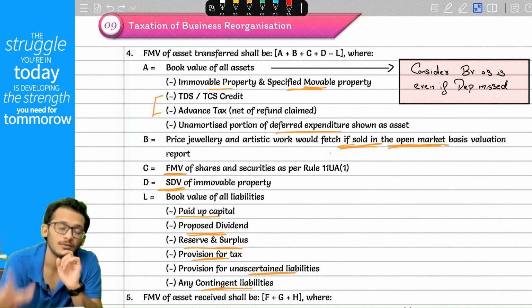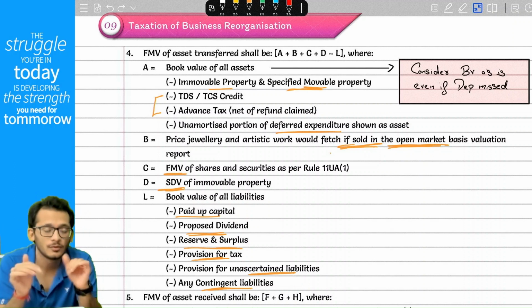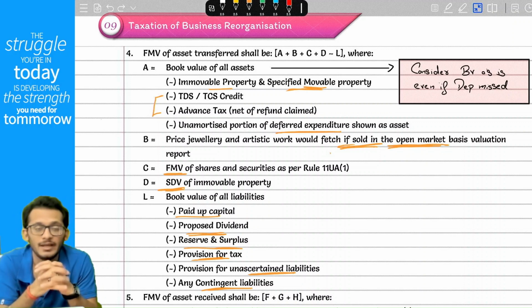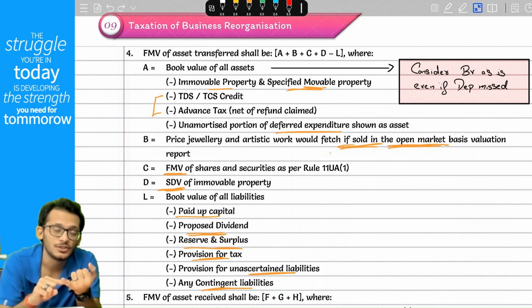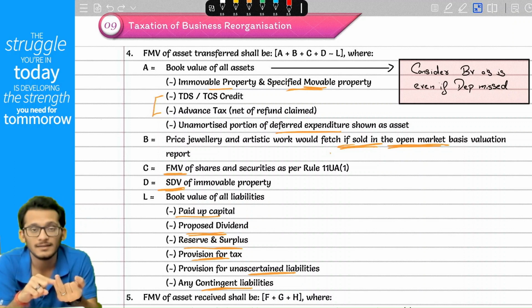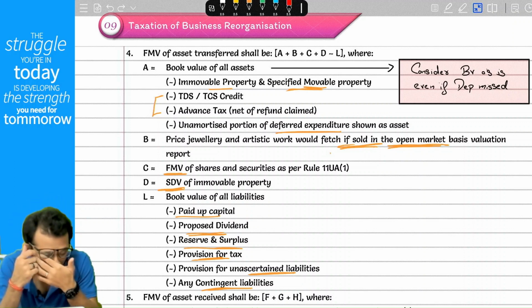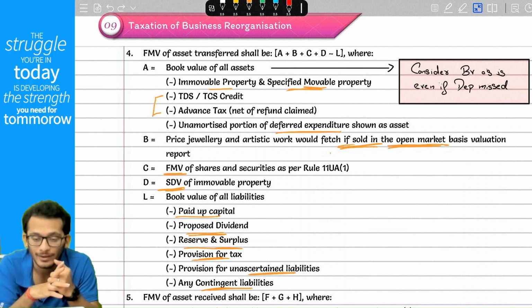From this you will have to remove the liabilities. What will you have to remove? Liabilities. What will you remove, Rahul? You remove the realizable value or the book value of liabilities, except for any capital, reserve and surplus, any kind of provision for tax, and any kind of contingent liabilities or unascertained liabilities. That alone you will remove. Balance everything will be taken at book value.